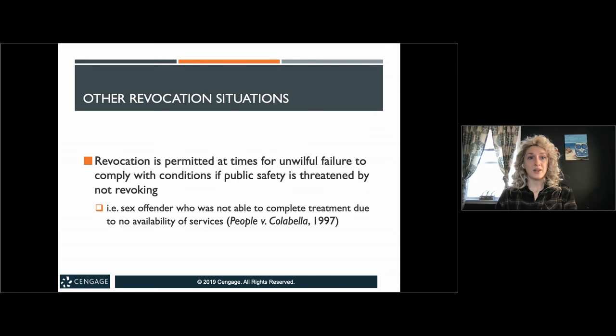So again, revocation is permitted at times for unwillful failure to comply with conditions if public safety is threatened by not revoking their probation. So this is another special situation. So an example here is that say a sex offender is not able to complete treatment because there's no availability of services. So it's not willful on that offender's behalf that they're not complying with their treatment. They simply can't get into a program. However, public safety is threatened by that offender not having treatment. So in that case, to make sure that we're keeping the public safe, we may end up revoking their probation until we can get them the proper treatment and services in place.